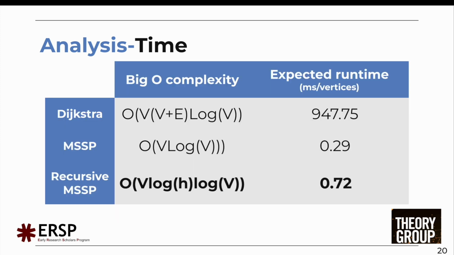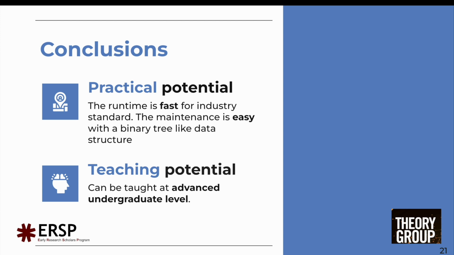So, to summarize our findings, let's compare the runtime of the three algorithms we have mentioned thus far: Dijkstra's brute force algorithm, Klein's MSSP, and our recursive MFSP. As you can see, our MSSP distance oracle is a big improvement from the traditional algorithm with the ease of maintenance. The runtime and the implementation speed indicate significant practical and undergraduate teaching potential.